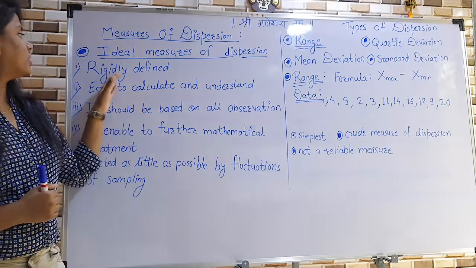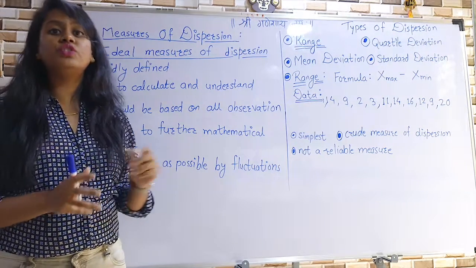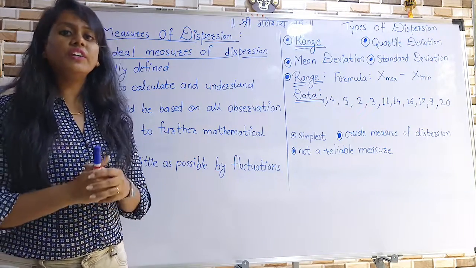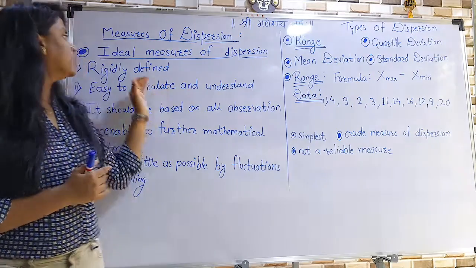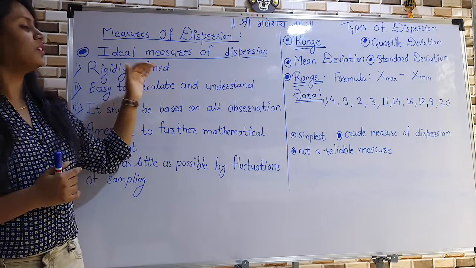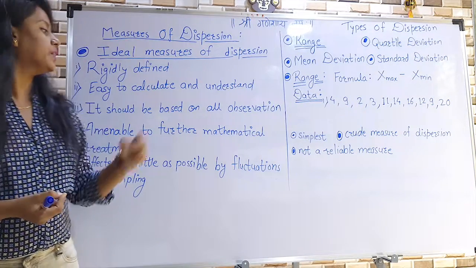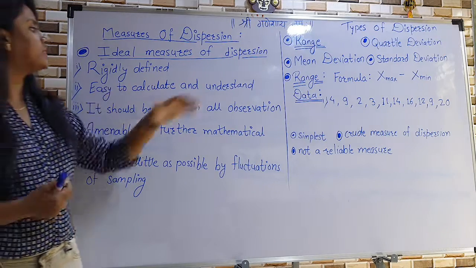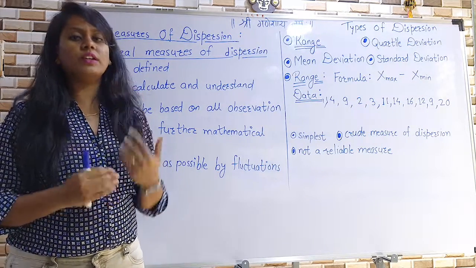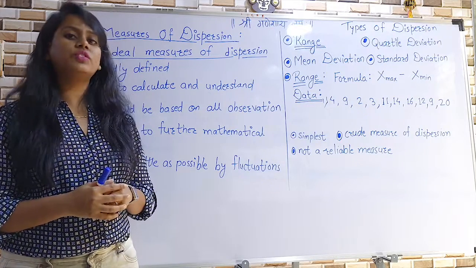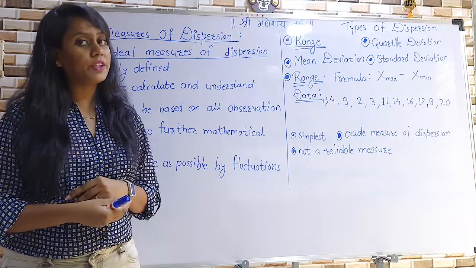Okay, so the first one is it should be rigidly defined. Rigidly defined means it should be well defined. If that measure is well defined, then we can say that one of the properties of idealness is satisfied. Then secondly, it should be easy to calculate and understand. That means a person who is not from a mathematics or statistics background should still be able to calculate that.